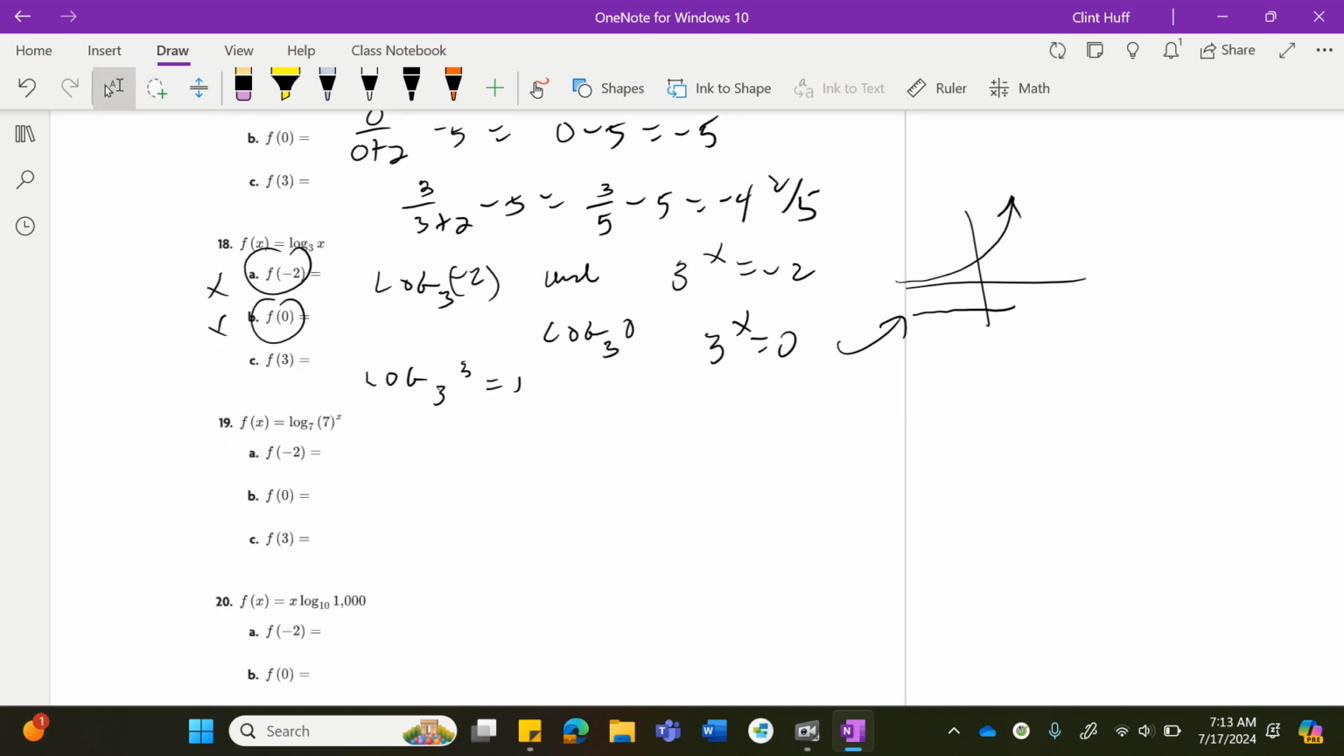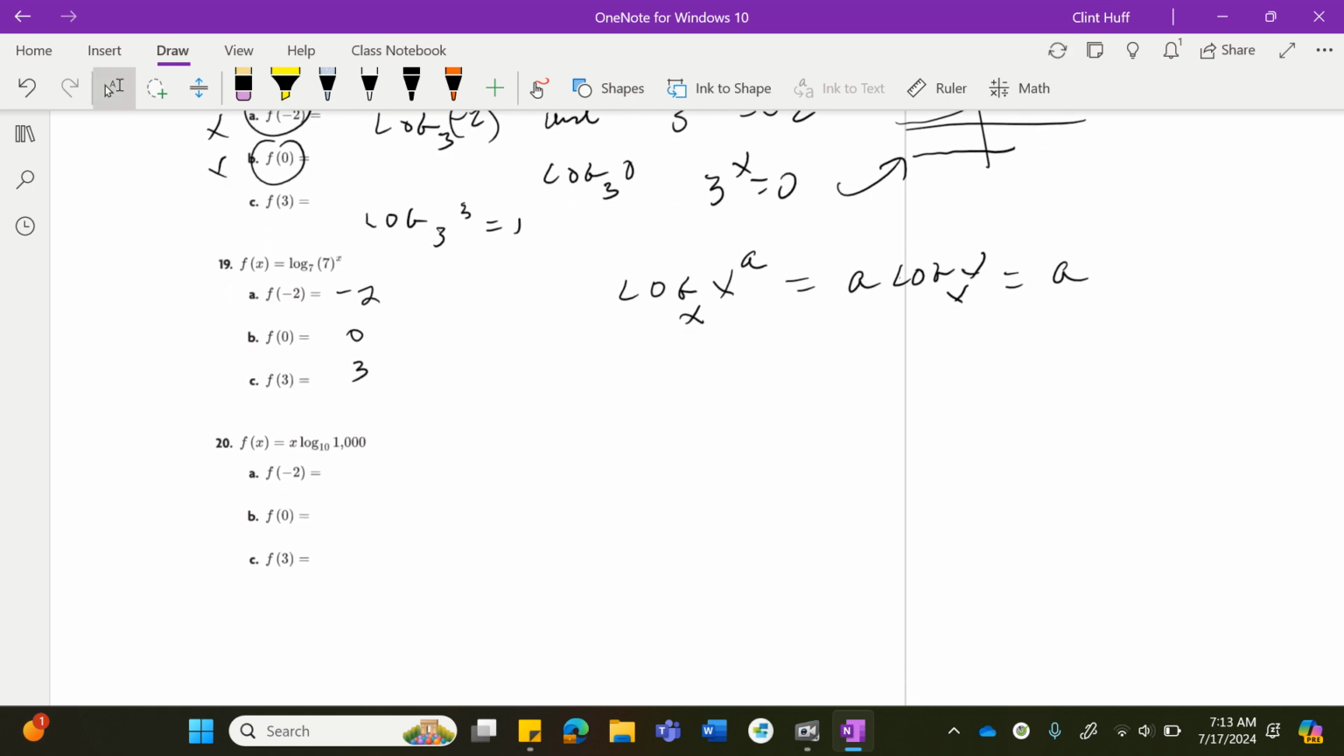All right, number 19. Now this one is somewhat obvious because of the way it's been written. Remember, one of your log rules is the log in any particular base, let's call it x, of x to some power. One of the rules of logarithms is that the exponent a can, what I call, power down like that. And then the log of x in base x is equal to 1, so that goes out to a. So these answers are all going to be the value of x because the x can power down and the log of 7 in base 7 is 1. So this is going to be negative 2, 0, and 3. Not too bad there.